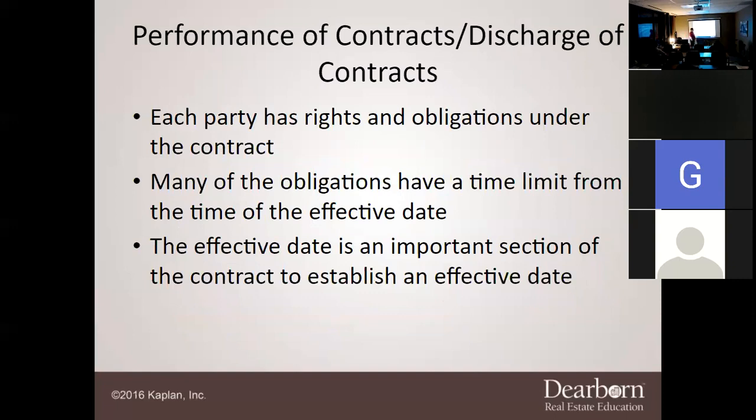Now, what are we talking about? Performance of contracts and discharges of contracts. All right? When we're talking about this situation, performance of contracts and discharges of contracts, again, these are your different ways. So how do we perform and how do we get rid of them? That's basically what we're saying. Each party has rights and obligations in a contract. That's simple. Remember, you're either doing something or you're not doing something. But both parties have something to do.